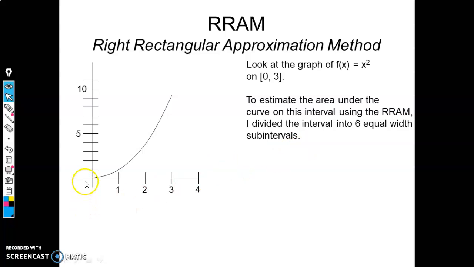And we're going to subdivide this area into 6 equal width intervals. So we're going to take this 0 to 3, a distance of 3, and we're cutting it into 6 equal subintervals, so each interval will have a width of a half, okay? Now notice these rectangles, because we're doing the right rectangle approximation method, all have their right corner touching the curve.